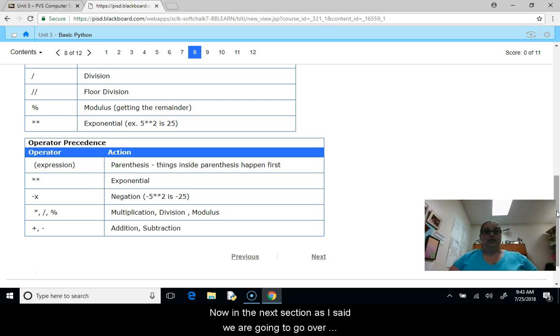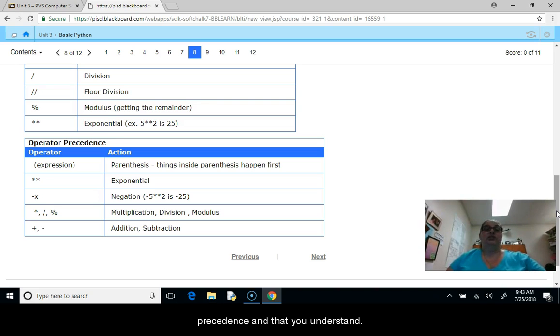Now, in the next section, as I said, we are going to go over doing some math calculations, but make sure that you understand the order of precedence and that you understand what an operator and an operand is.